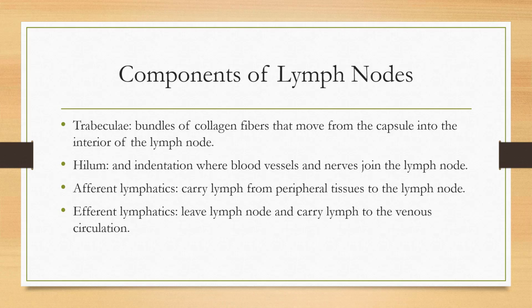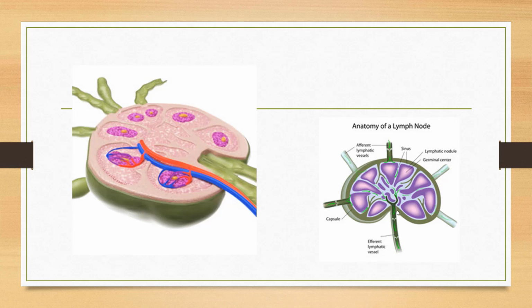The hilum. The hilum is the indentation where the blood vessels and nerves join the lymph node. So that would be here. This is that little indentation where blood vessels and nerves join the lymph node. You can see it's here in this image.